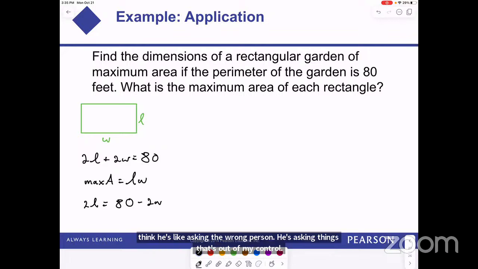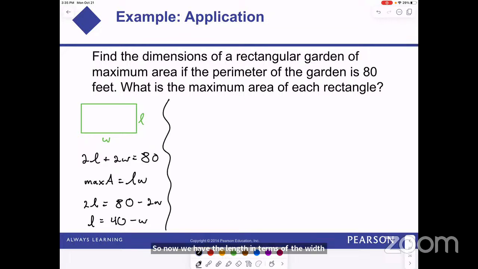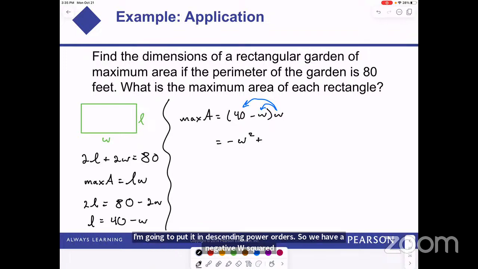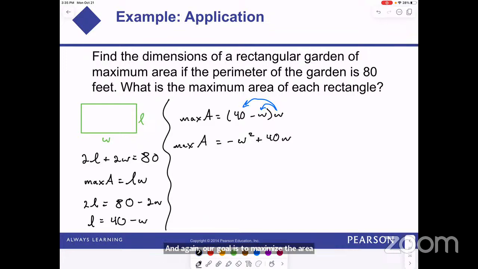So we divide both sides by 2. L equals 40 minus W, right? So now we have the length in terms of the width. Again, our goal is to maximize the area, but the area is the length times the width. So that's going to be (40 minus W) times W, okay? Then we can distribute this W, and I'm going to put it in descending power order. So we have negative W squared plus 40W. And again, our goal is to maximize the area. Okay, so now we have the area in terms of W.